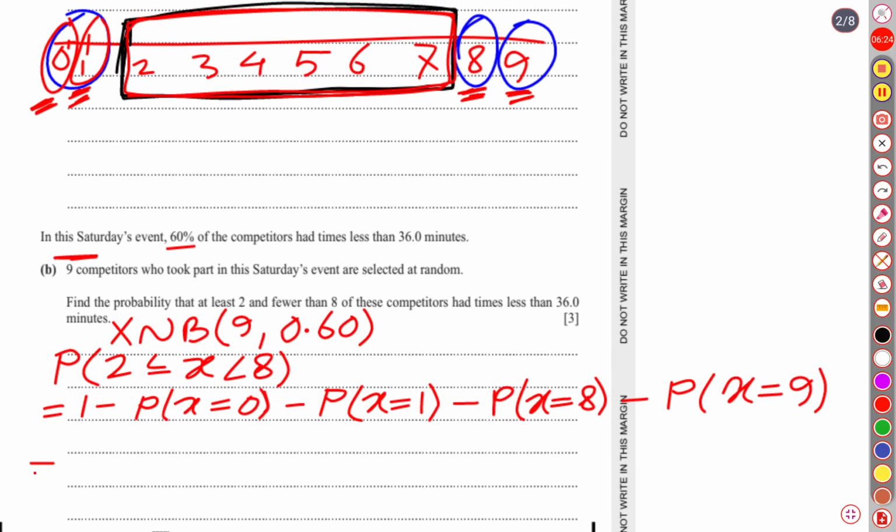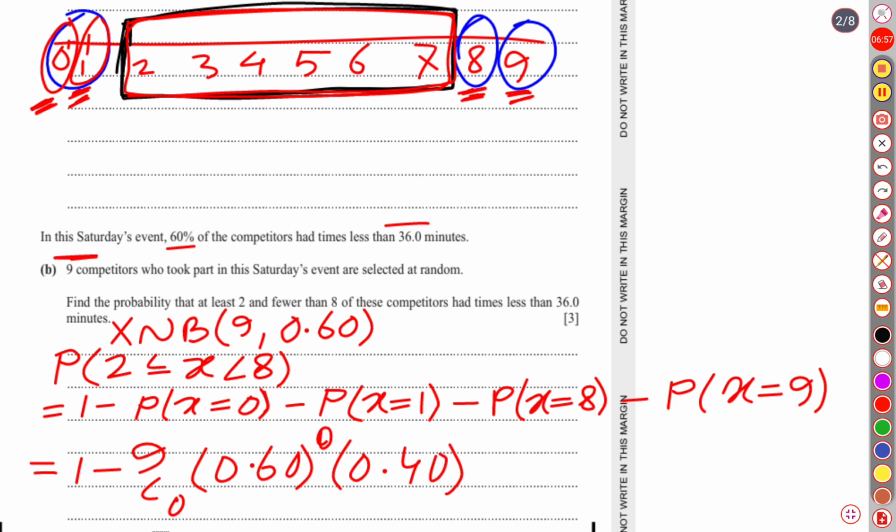Yes, it's 1 minus... The total number of competitors is 9. So 9, choose from 9, we are choosing no one. So 9 choose 0. The probability of 0.60 applies to how many? There is no one. That means all the competitors have taken more than 36 minutes, and for more than 36 minutes the probability is 0.40.